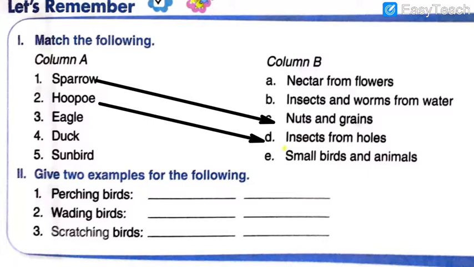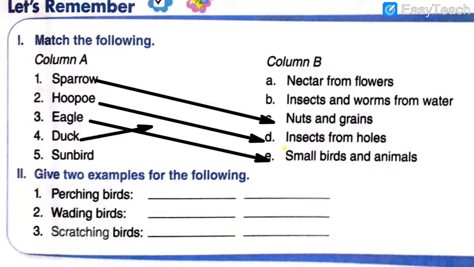Now what about the eagle? Do they suck the nectar from the flower? Obviously not. Do they eat insects and worms from the water? No. So they eat small birds and animals. Eagle eats small birds and animals. They hunt their own food.